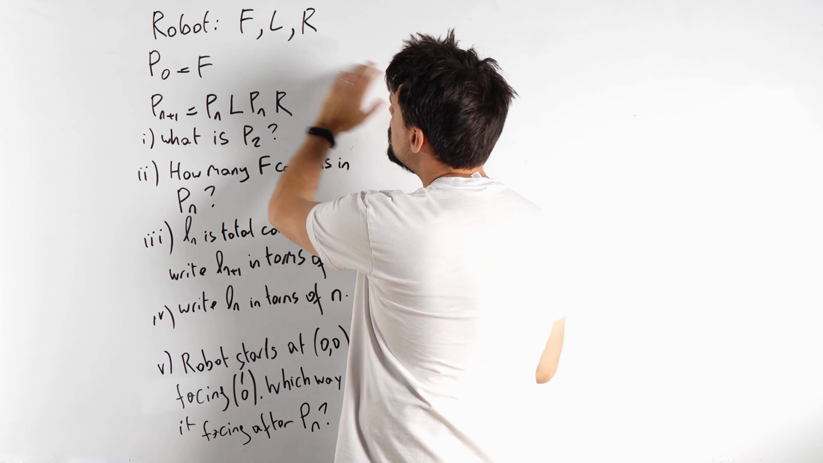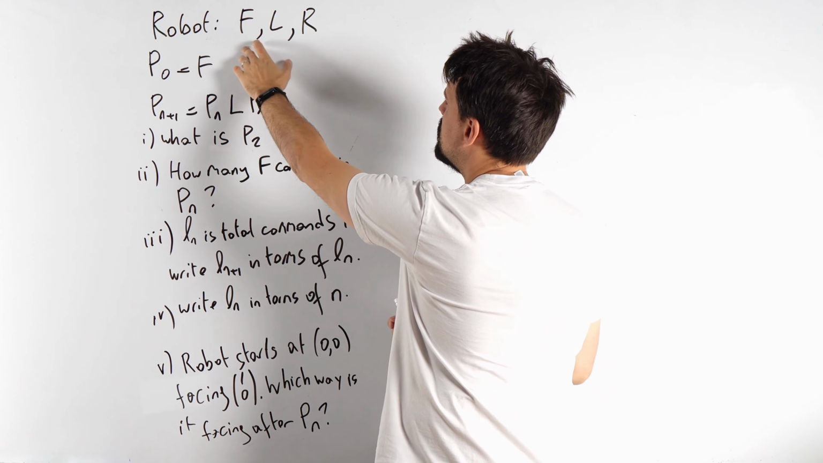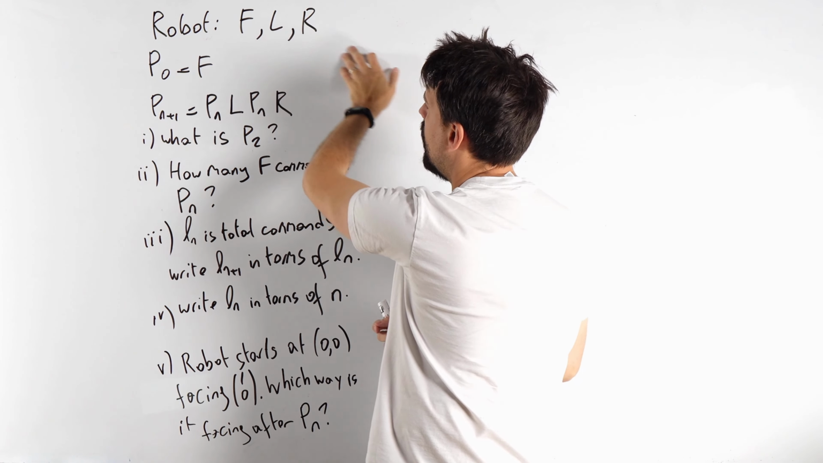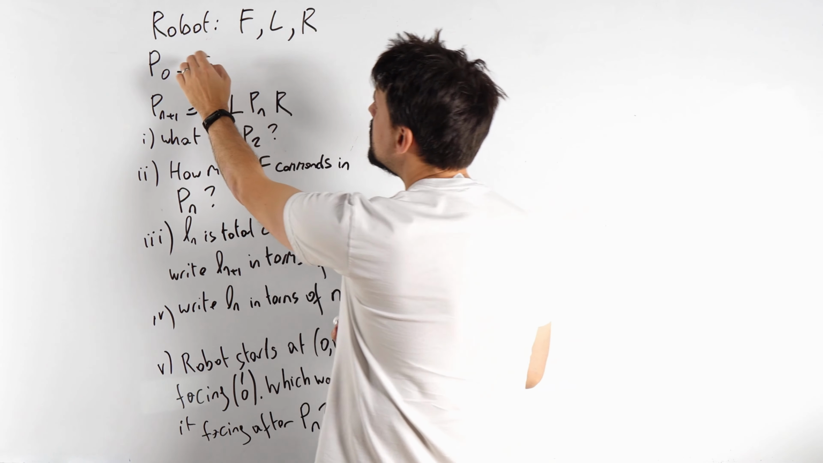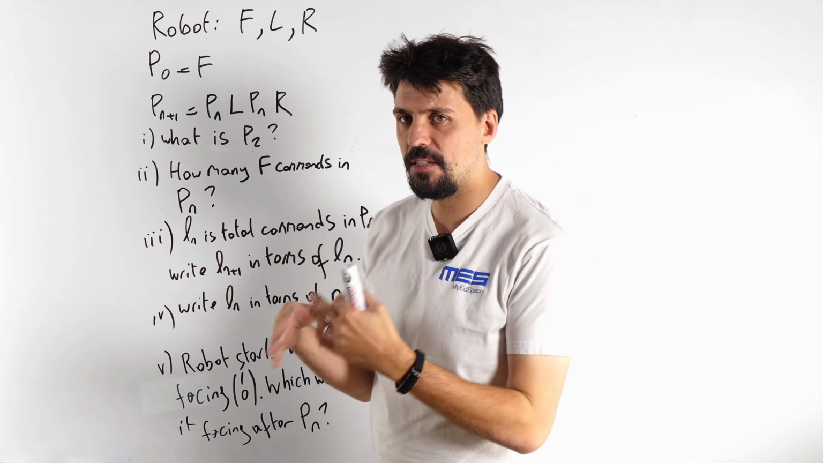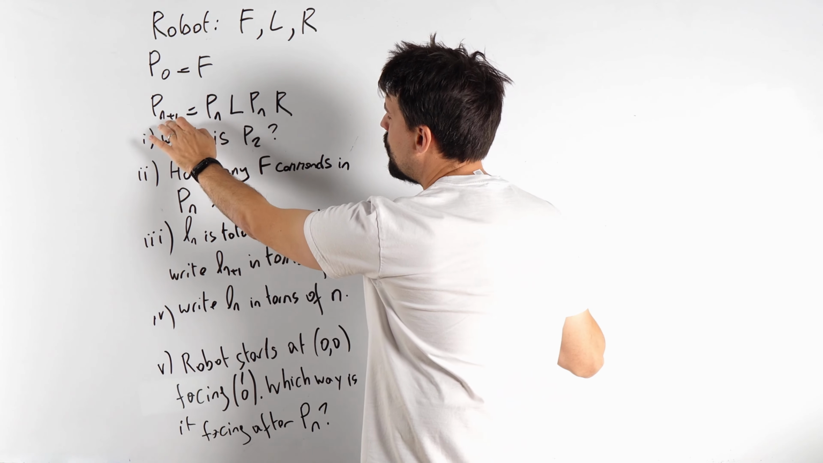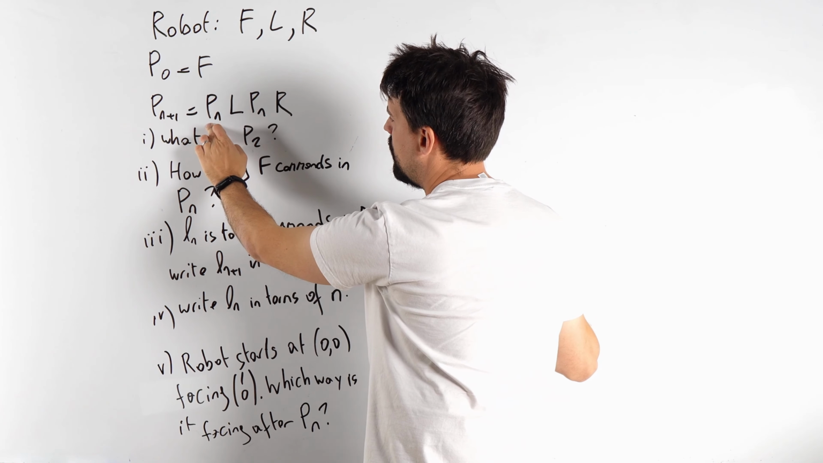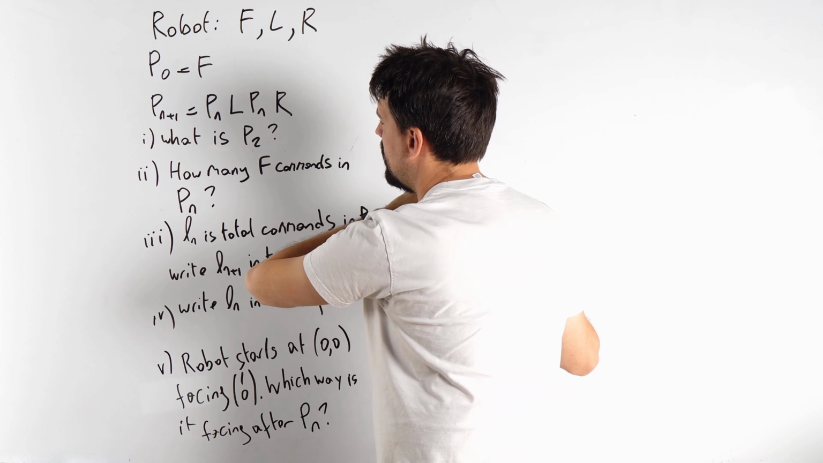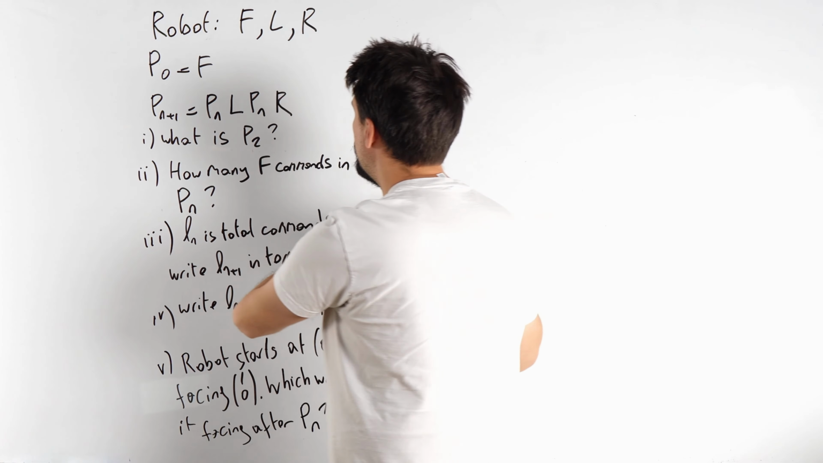Programs are made up of combinations of these three things. The robot will follow a program which will tell it a sequence of forwards, lefts and rights to take. Our starting program is just to go forward, and we generate a sequence of programs by saying the next program is the previous one, it does the previous one, it turns left, it does the previous one again, then it turns right. So our first question is, what is P2?